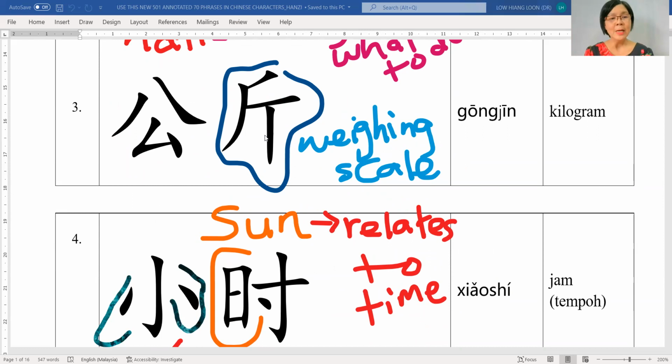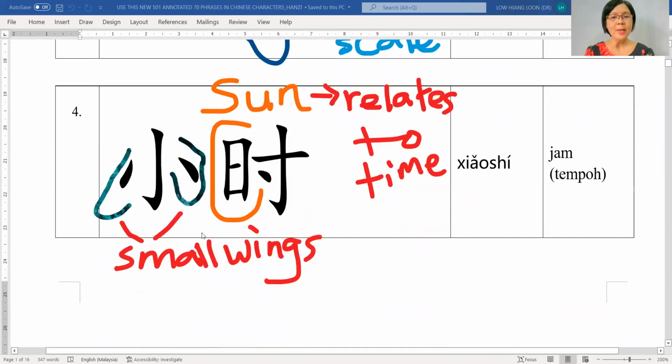Okay, 好的. Come to number 4. You should know what radicals are about. In the Chinese characters, the forming of the characters, 50% depends on the combination of the different radicals and another part.